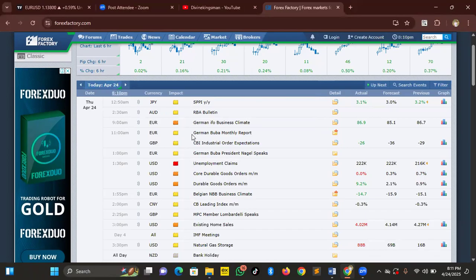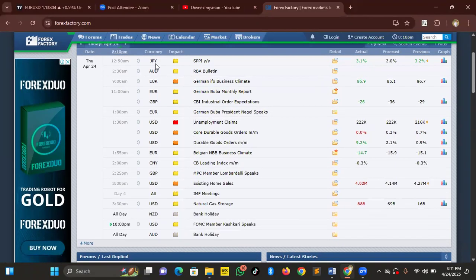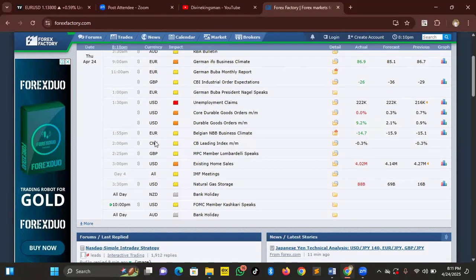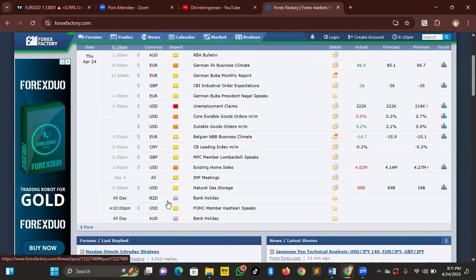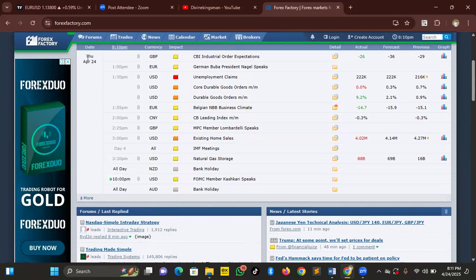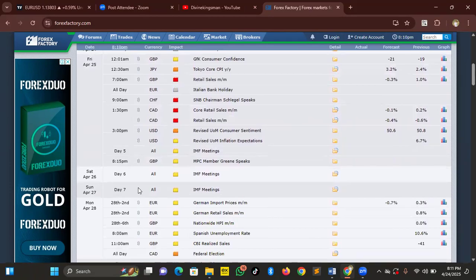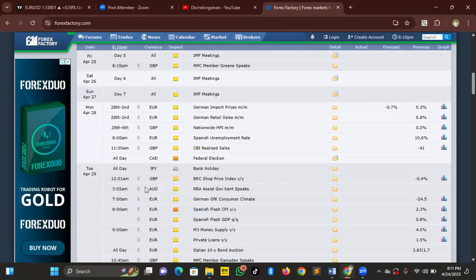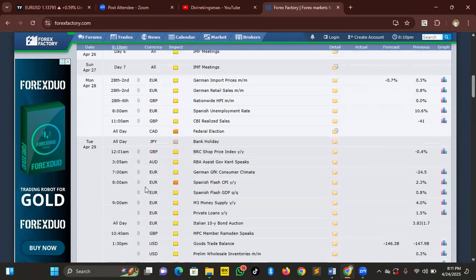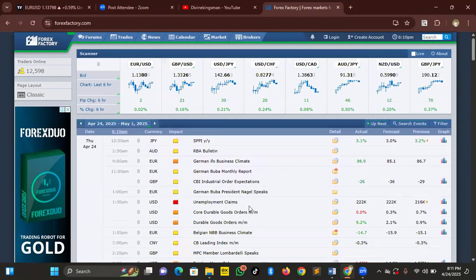Now, these are different news based on the country, right? You can see here we have the Japanese yen, here we have Australian dollar, here we have the euro, the GBP, US dollar. It's also showing Thursday because today is Thursday. If you click here for more, you see Friday, Saturday. But we don't trade Saturday and Sunday, so there's nothing really showing on Saturday, and then we move to Monday. So these are different news based on every country's currency.